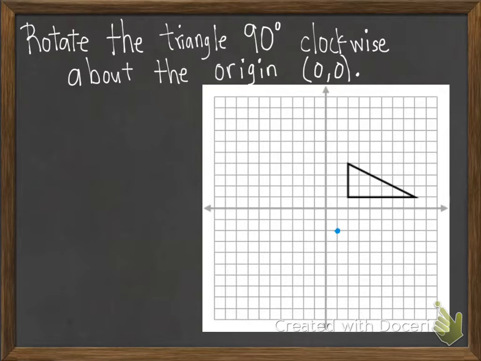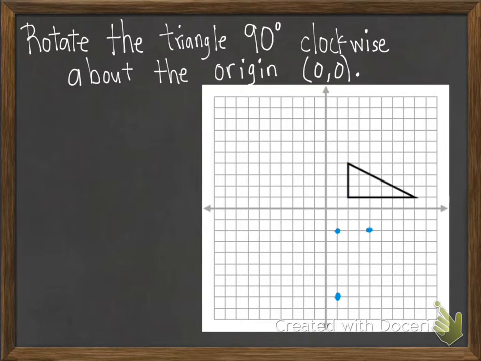Do the same process for each vertex or corner of our shape. Find the point and count how far down and over to the origin, and then turn it 90 degrees to the right and go the same distance to find your new point. We're going to do this with the third angle. We're going to count how far over and down to the origin, rotate that 90 degrees to the right, and redraw the same distance to our new point.